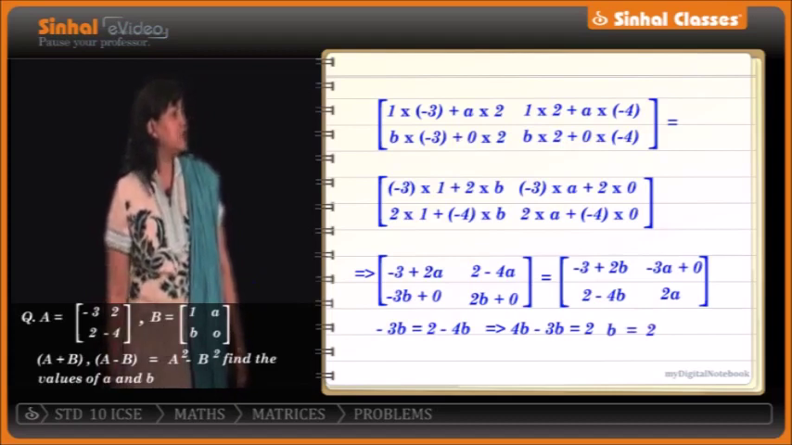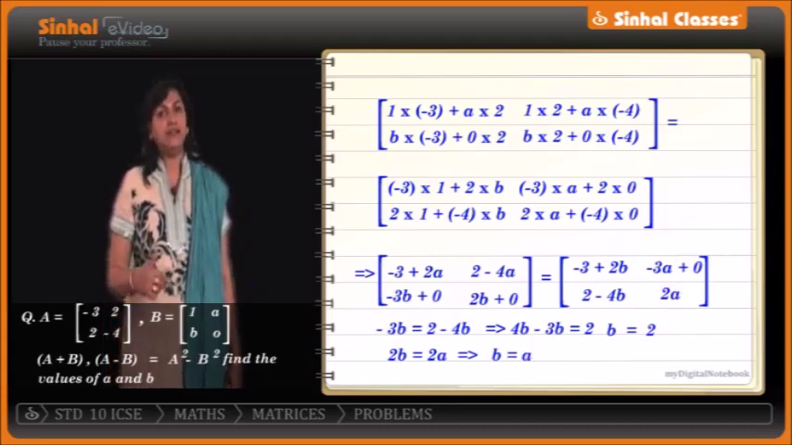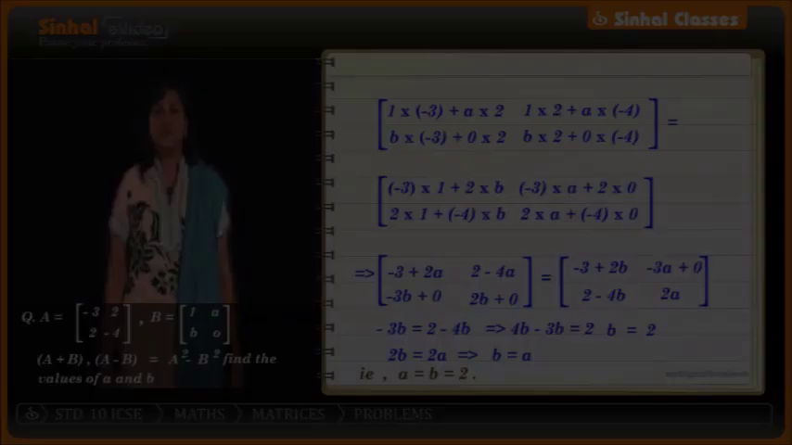Now we have 2b is equal to 2a, that is b is equal to a. And we have got the value of b as 2 previously. So we have A is equal to B is equal to 2.